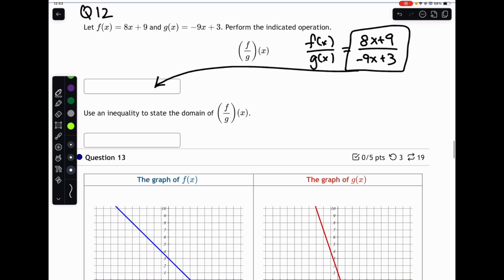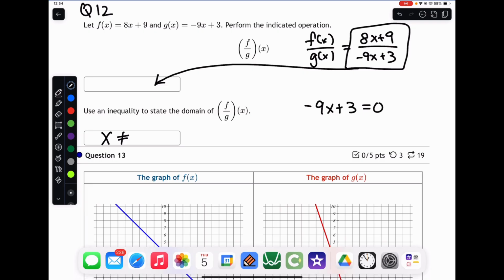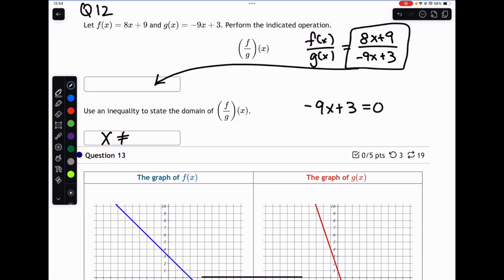Now, to figure out the inequality to state the domain, very similar to the last problem that we did, all we need to do is identify what numbers of x are going to be excluded, but this time you actually have to write this notation here to figure out what number is excluded from the domain of this thing. We're going to get our denominator, negative 9x plus 3, and set it equal to 0. This one is a really simple one. You could use Desmos, type in this expression, and do the same thing that we did in the previous problem. Or let's just do it by hand because it's very simple.